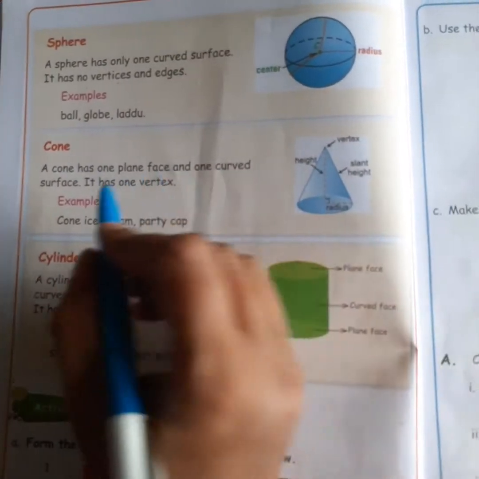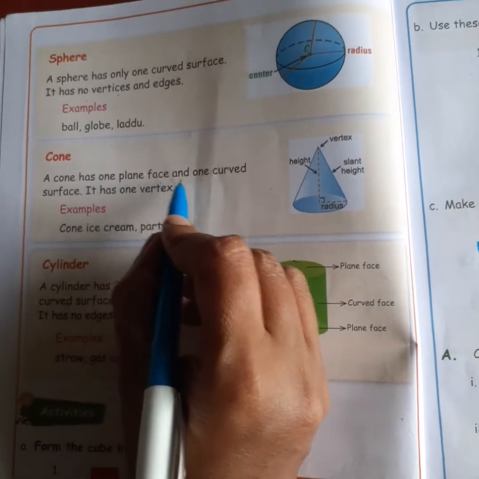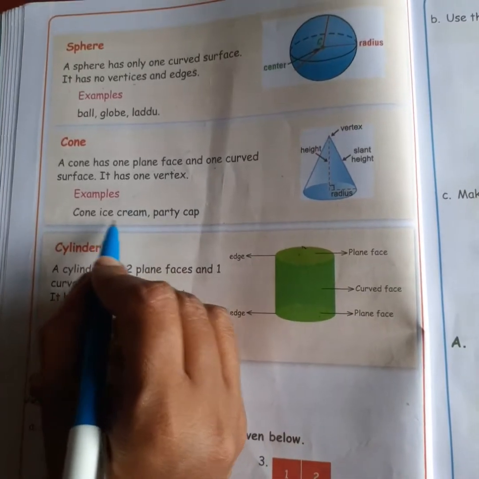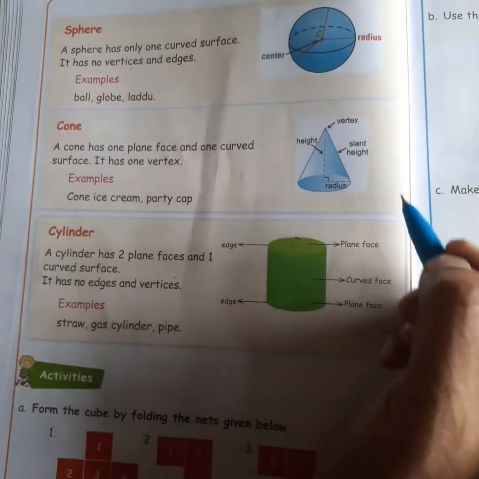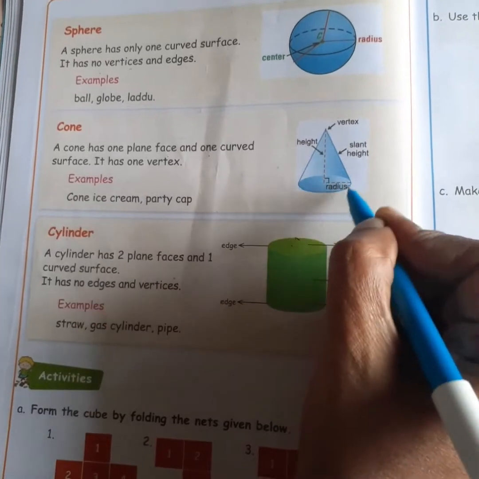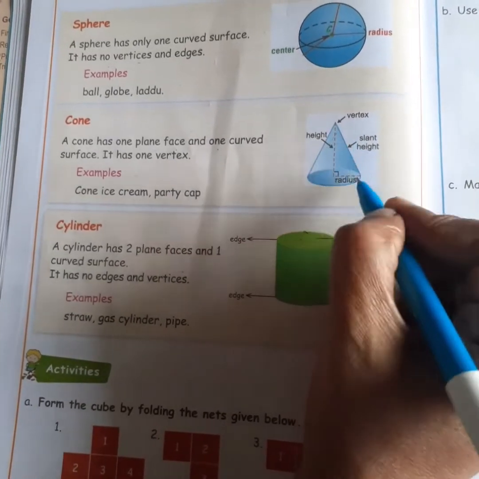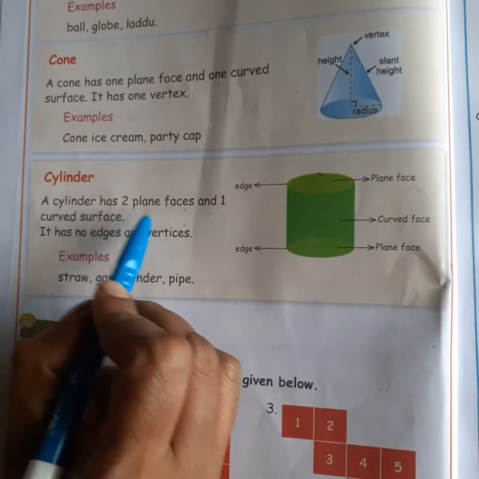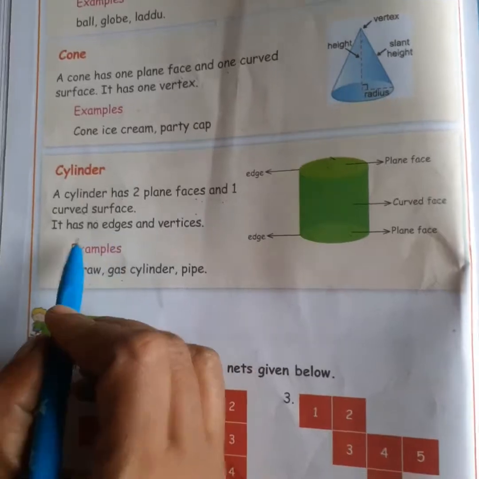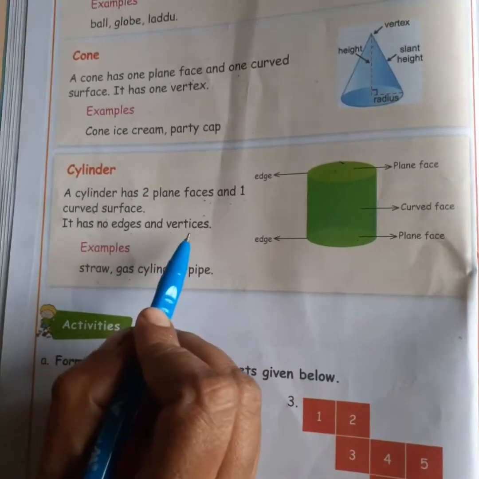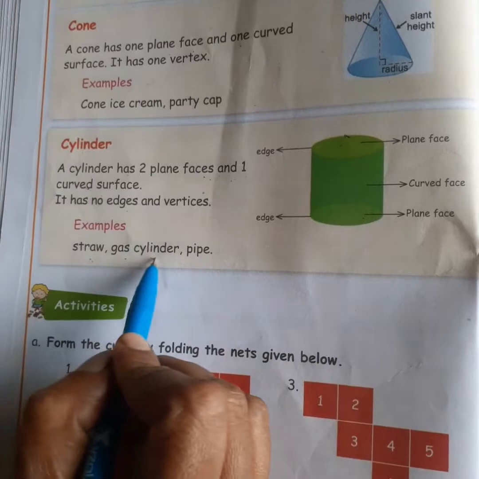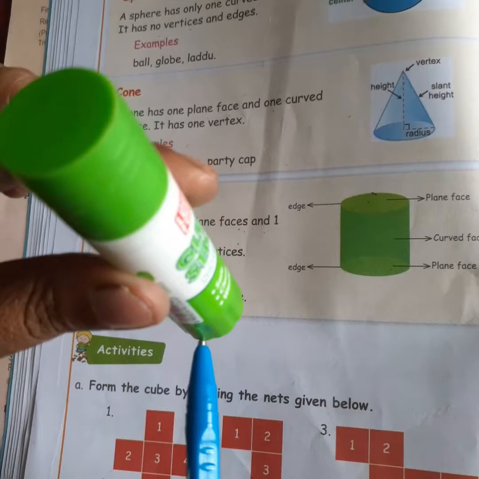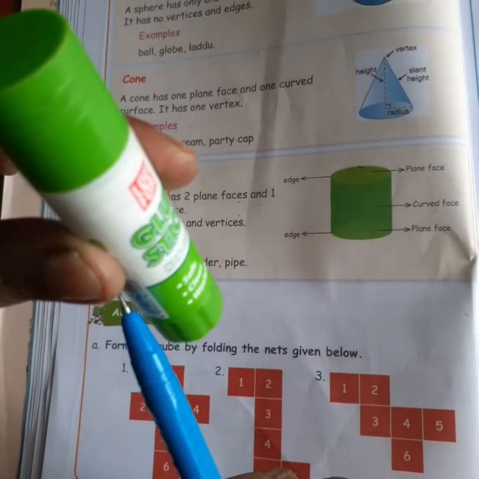Next one is cone. A cone has one plain face and one curved surface. It has one vertex. Example, cone ice cream, party cap. So it has one plain face, and it has one curved surface. Next one is cylinder. A cylinder has two plain faces and one curved surface. It has no edges and vertices. Example, straw, gas cylinder, pipe. So here listen, we have two plain faces and only one curved surface.